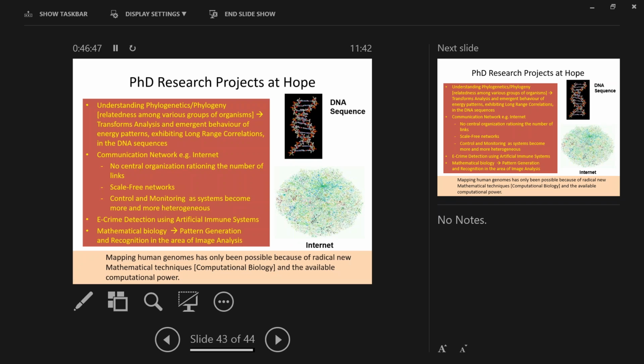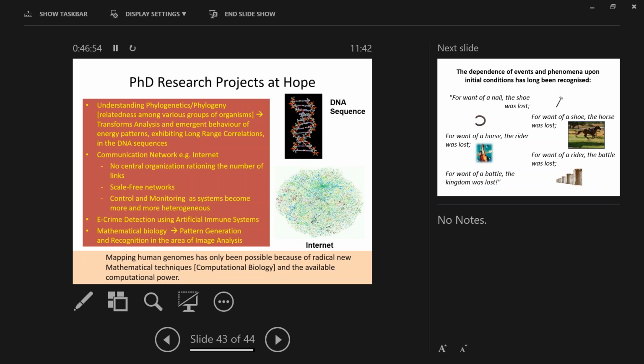And I have some students, as I say, who have finished work. That student I was talking about, who used the power laws, was understanding the phylogeny, that is relatedness amongst various groups of organisms. And he was particularly using transform analysis, and that's where he found this long-range correlation amongst those DNA sequences. I don't have results in this particular set of slides to talk about that, but that paper is available through the internet.